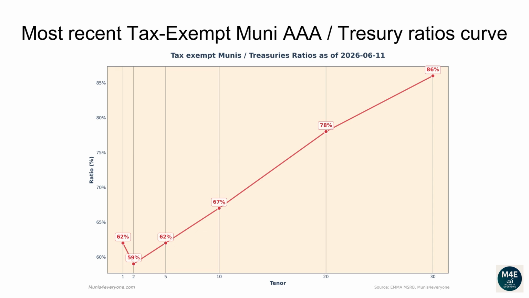The current one-year ratio is 62%. The 2 years ratio is 59%. The 5 years ratio is 62%. The 10 years ratio is 67%. The 20 years ratio is 78%. The 30 years ratio is 86%.